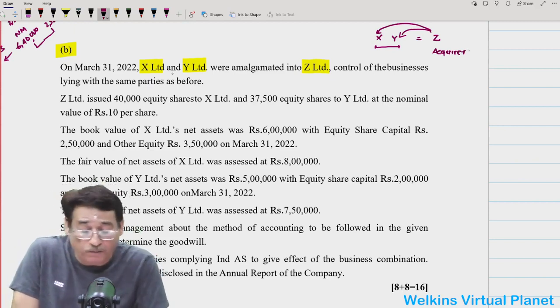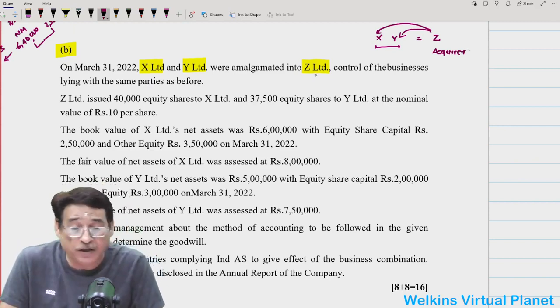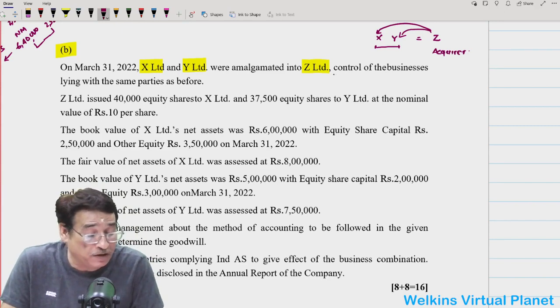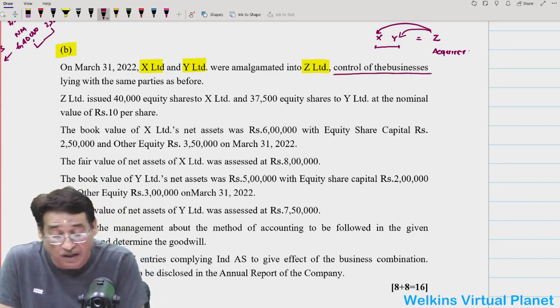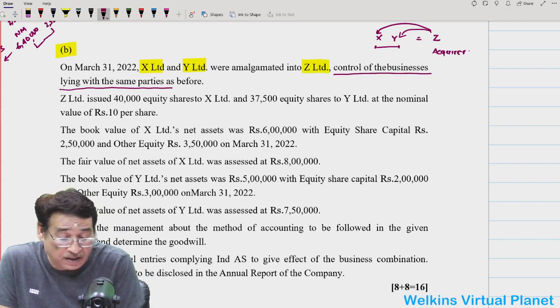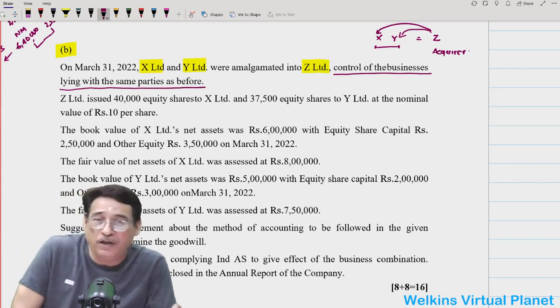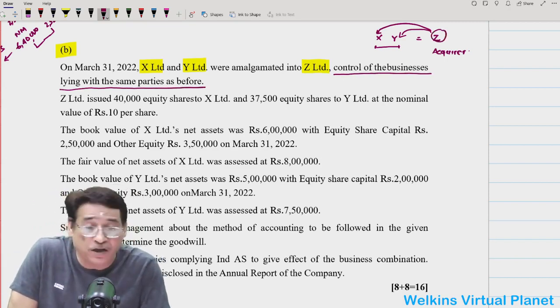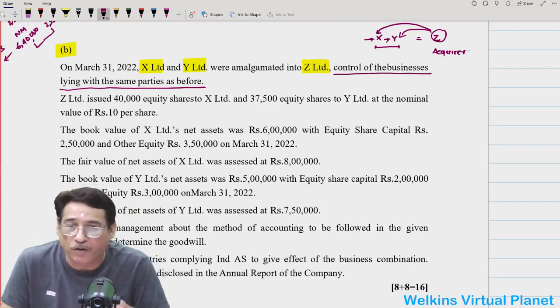On 31st of March, X and Y Limited were amalgamated into Jet Limited. Now, the question further says that control of the businesses lies with the same parties as before. However, the point here is that the control of Jet Limited, the question says, actually lies in the hands of X Limited and Y Limited. Problem is this.